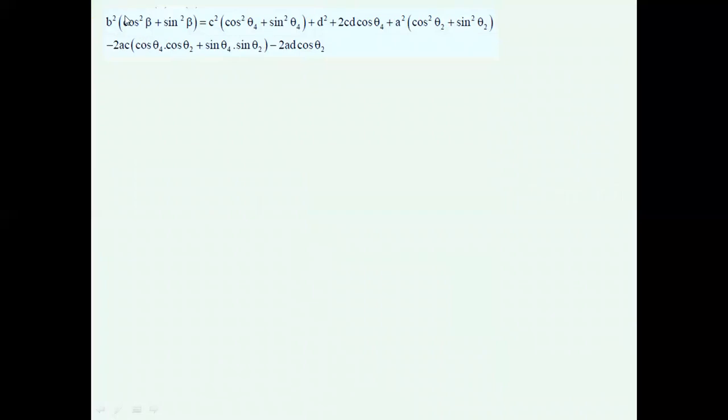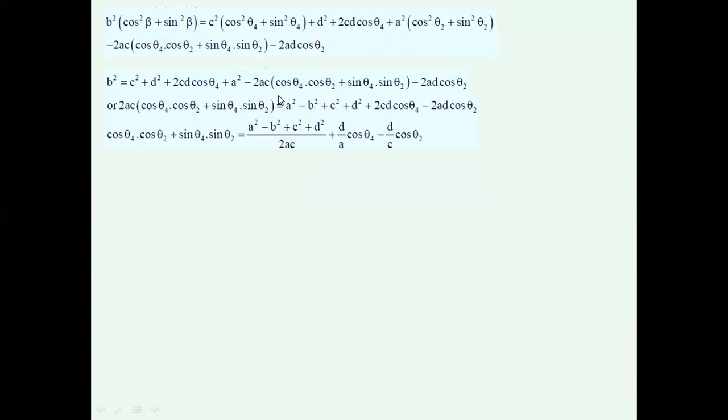Now this, sin square theta plus cos square theta, becomes 1. This term also becomes 1, this term also becomes 1. So therefore this becomes b square, which is equal to c square plus d square plus 2 times CD cos theta 4. This becomes a square minus 2 times AC. So write as it is, minus 2 times AD cos theta 2.